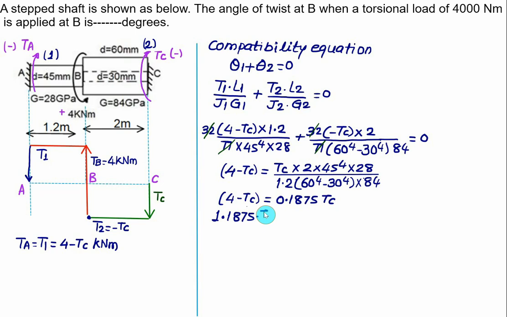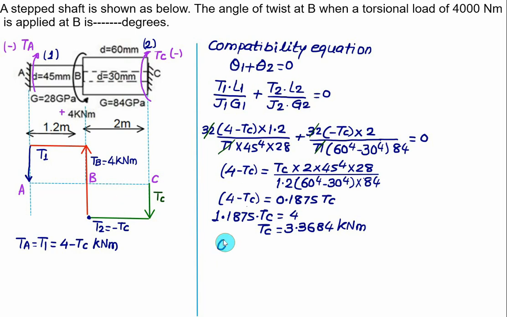So this Tc value will shift and we'll get here 1.1875 times Tc is equal to 4 kilonewton meter. So we have Tc is equal to 3.3684, and the unit of this quantity will be kilonewton meter. Now Tc is known, it means that the value of T2 is known. So magnitude wise we can find out here the angle of twist. So either theta 1 or theta 2 we can find out.